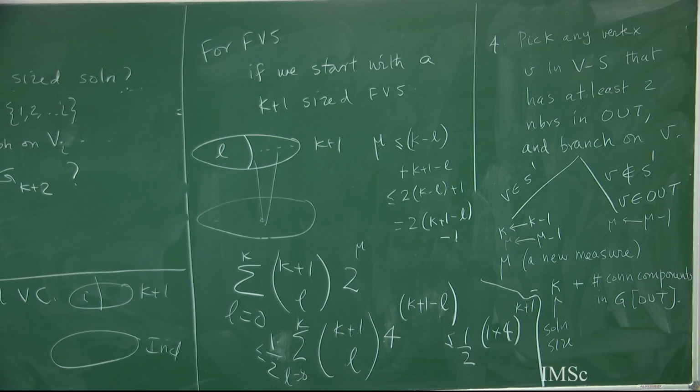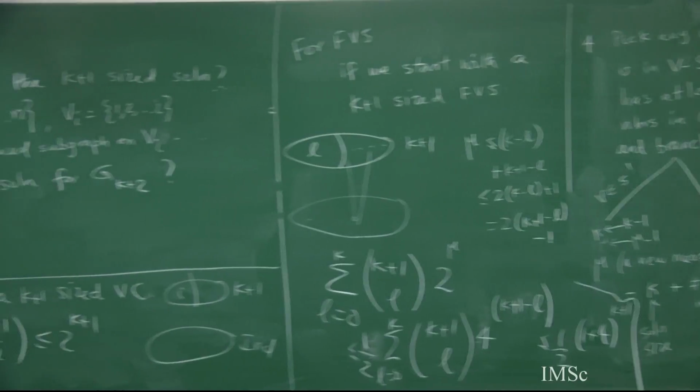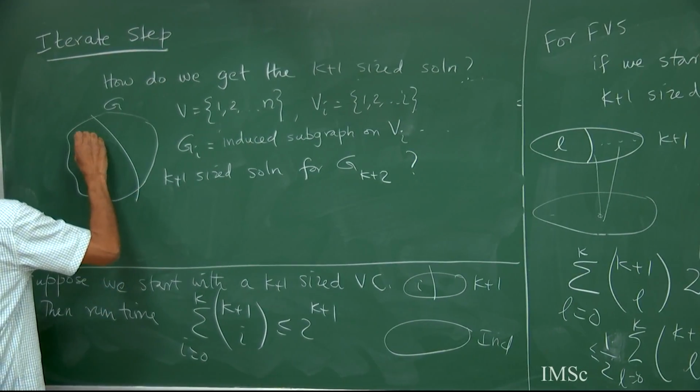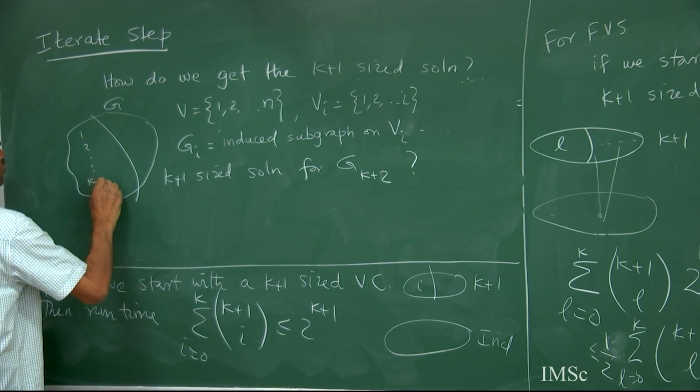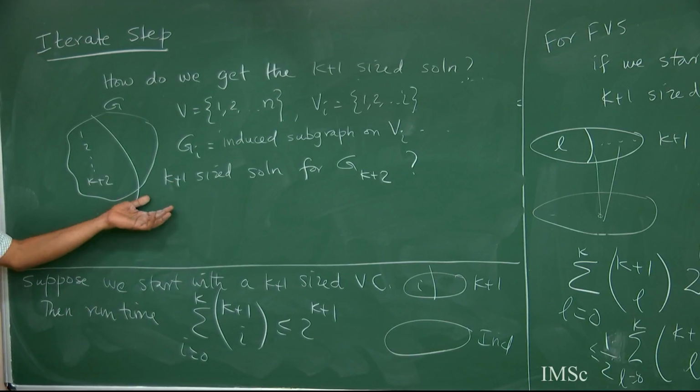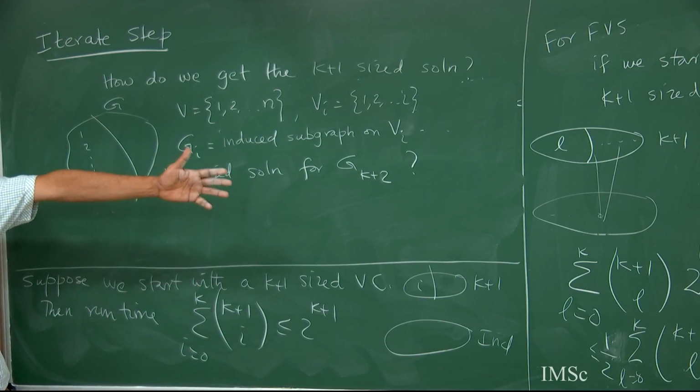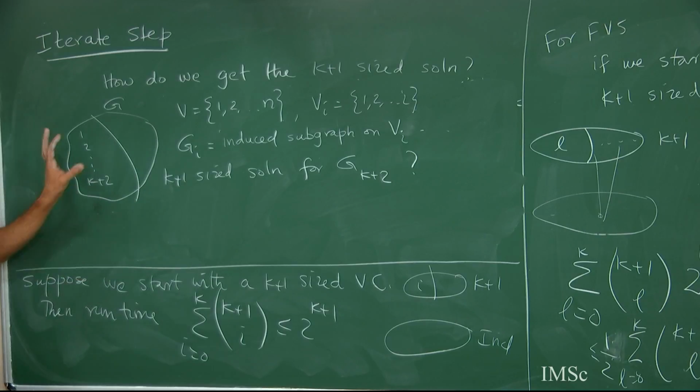Good. So, I now take that G k plus 2, which is a graph on 1, 2 up to k plus 2 vertices. There I have a k plus 1 size solution, give it to my compression algorithm and ask for this graph, not for the whole graph, but for G k plus 2, can you compress it and give me a k size solution, right.